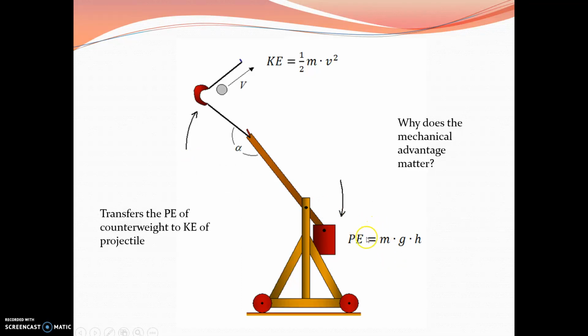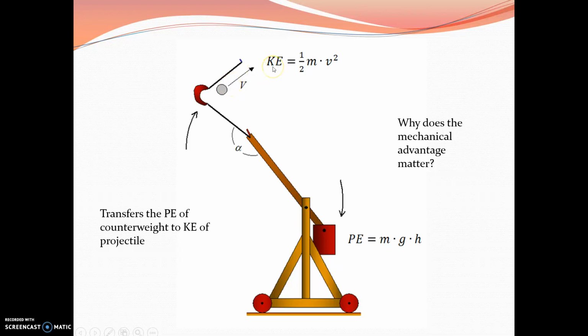So this potential energy is not destroyed as it falls. As it falls, it's actually transferring that energy to the kinetic energy of your projectile. We're going to throw a marble. So as it falls, the counterweight's going to have less and less energy. The marble is going to have more and more energy, which is what we want. We want to throw the marble.